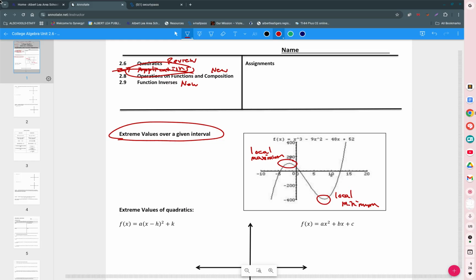If you guys have a business, do you like to maximize profit? Yes. Yeah, well, that tells you how to maximize the profit. Do you like to minimize cost? Yeah, that tells you how to minimize cost.